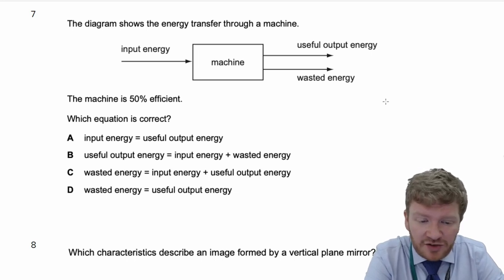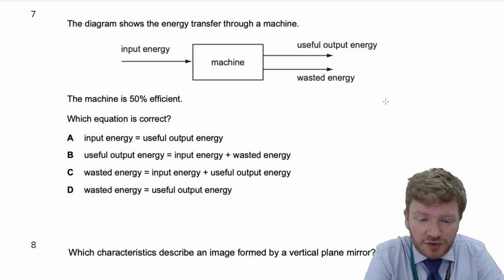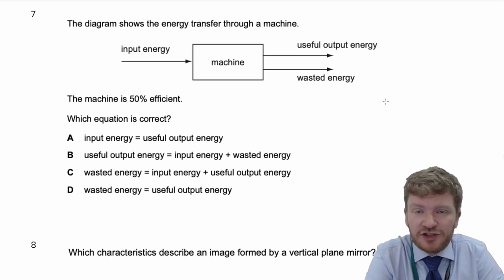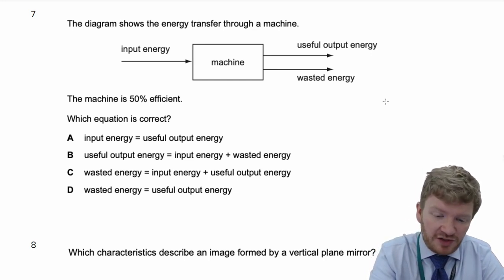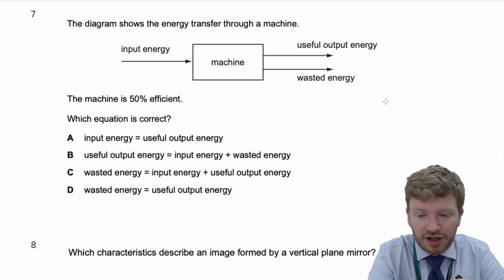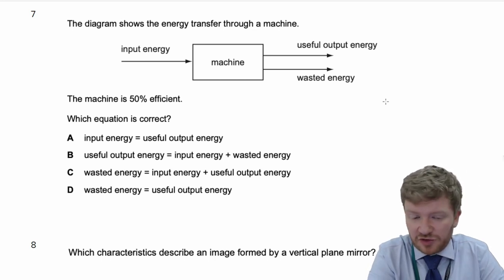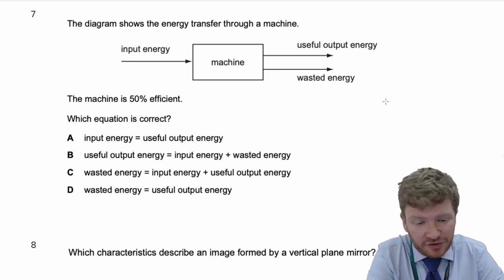Question 7. This is a question all about efficiency. So for any object, we always know that the total energy input is equal to the useful energy output plus the wasted energy. And the reason for that is that energy is always conserved, so we can never have more energy coming out than coming in.